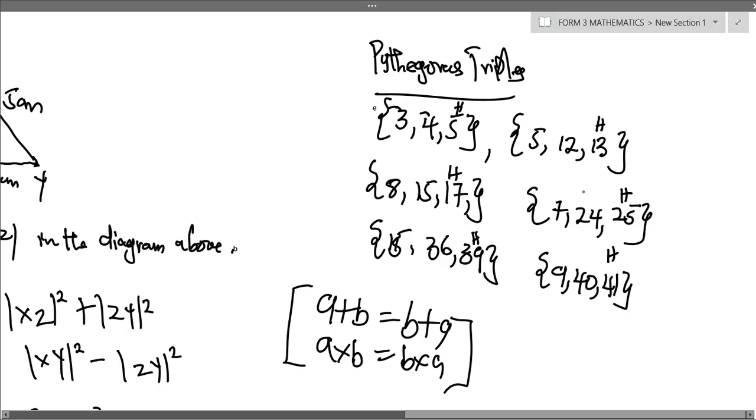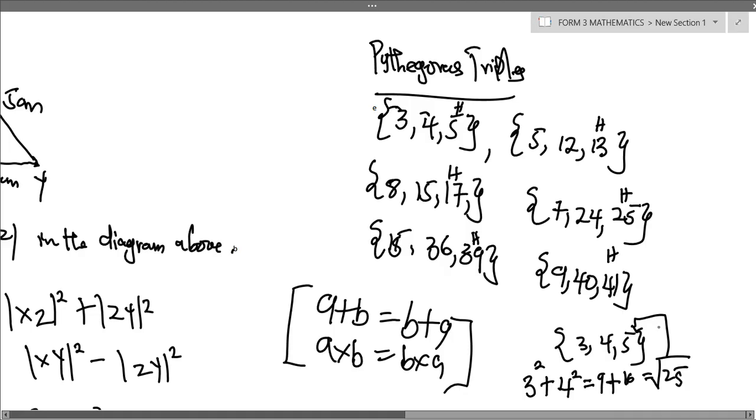So for instance, let's take the first triple. The first triple, we have 3, 4, and then 5. When I square 3 and I add it to the square of 4, the square root of the answer I will get should be 5. So this one will give us what? This one will give us 9 plus 16, which will give us 25. Now the square root of 25 is what? It's 5.